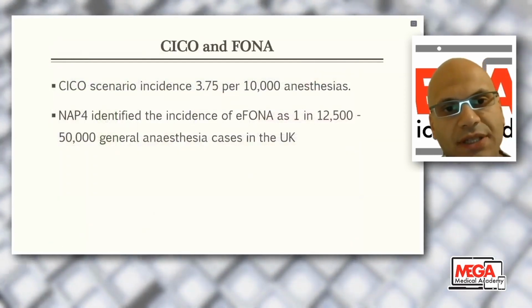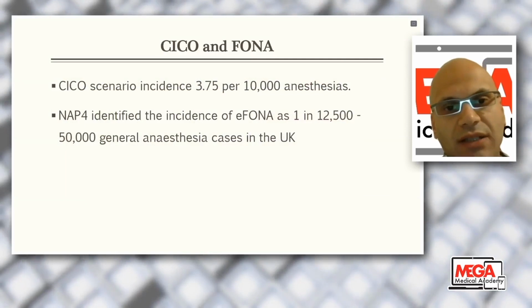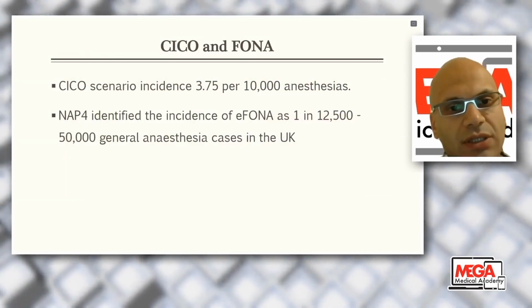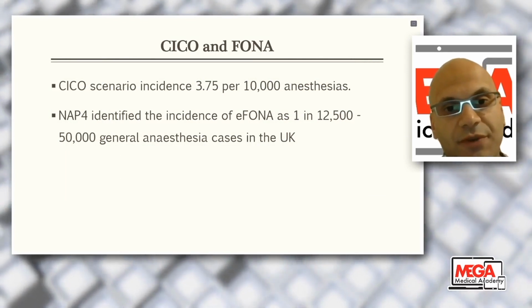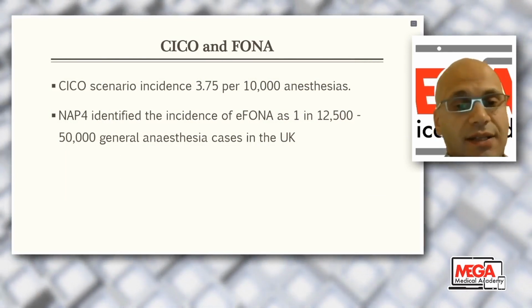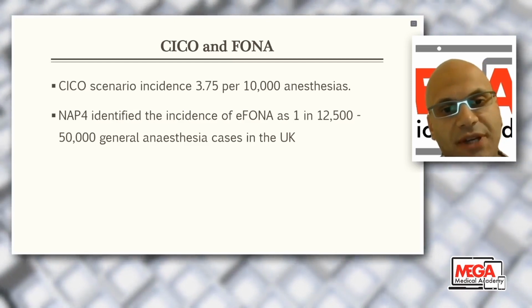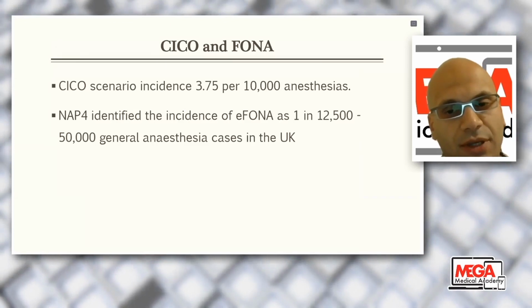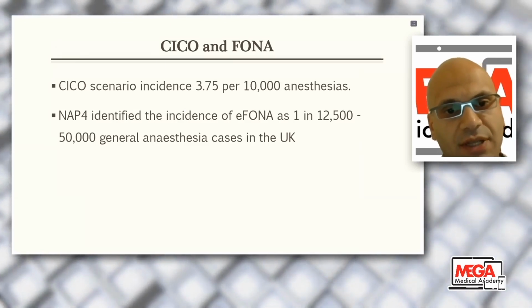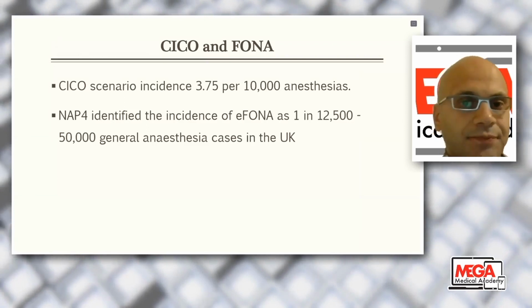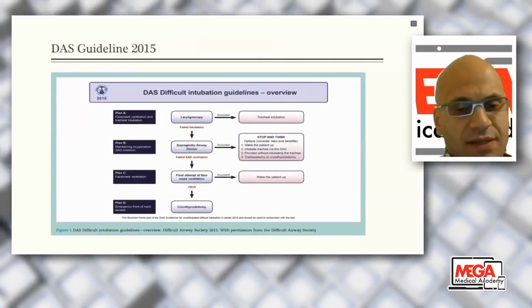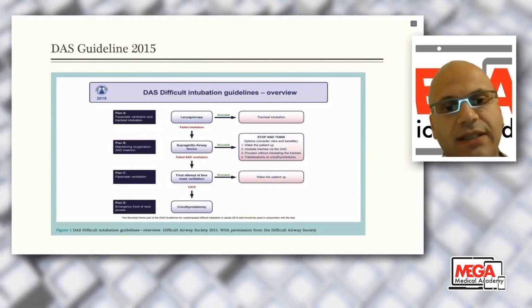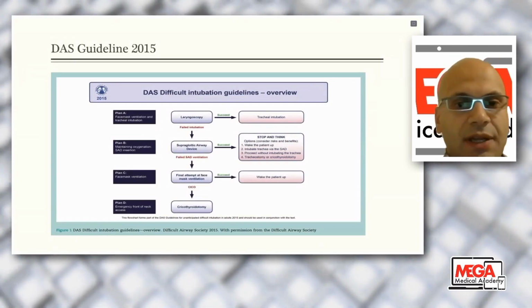The third point is can't intubate, can't oxygenate, and FONA. The incidence of the can't intubate, can't oxygenate scenario is 3.75 per 10,000 anesthetics, and emergency FONA occurs in 1 in 12,500 to 50,000 general anesthesia cases in the UK. It is part of the DAS guideline for difficult intubation, Plan D, the cricothyroidotomy.